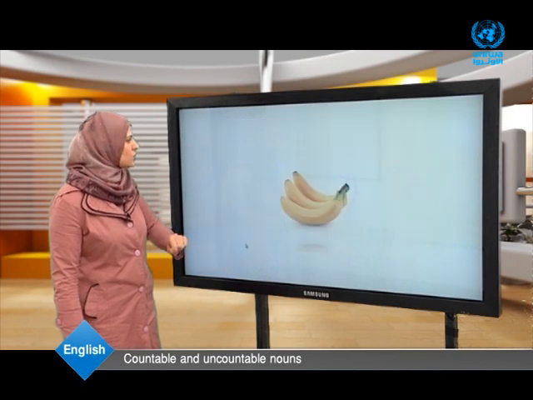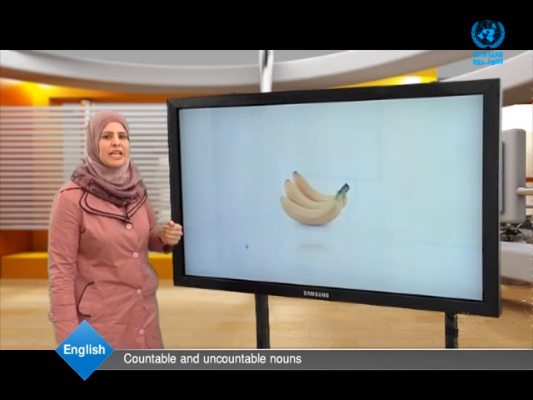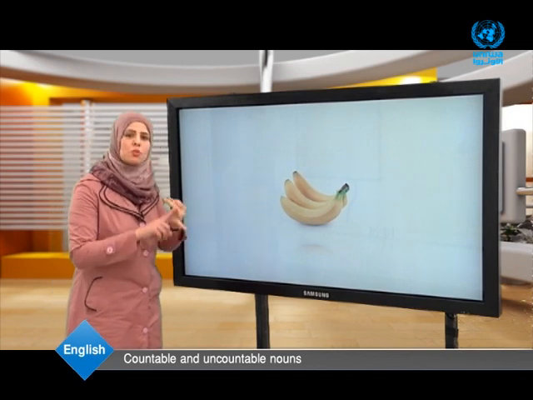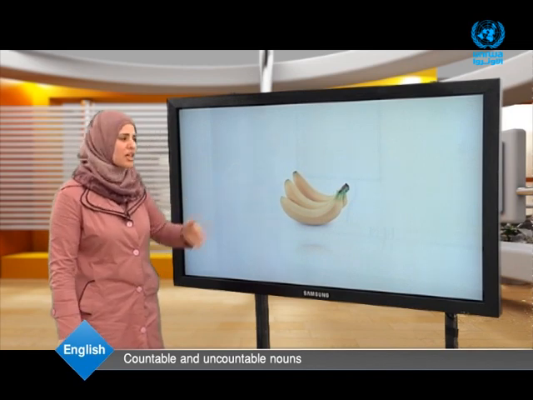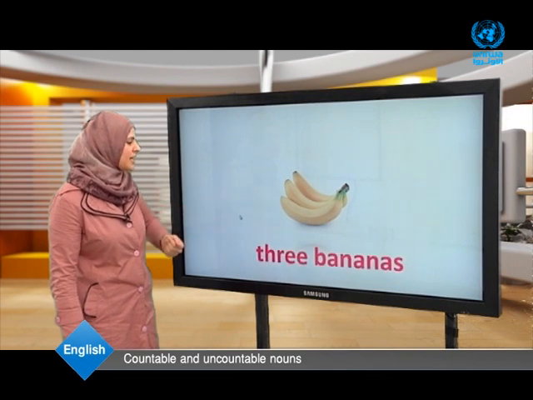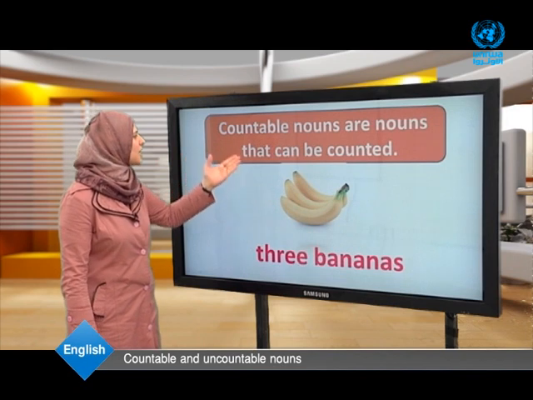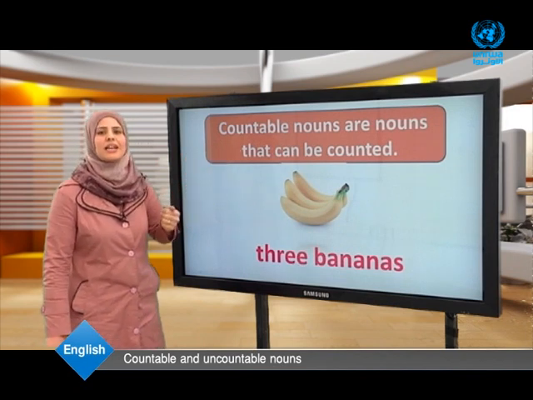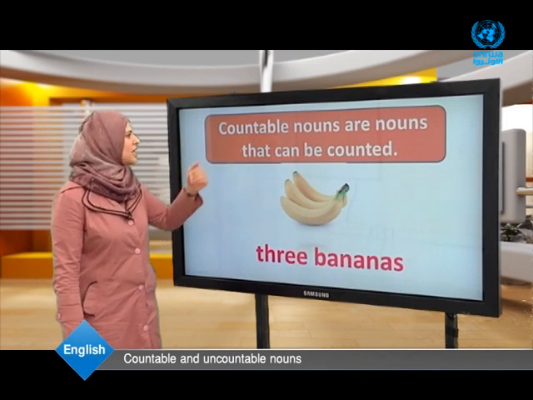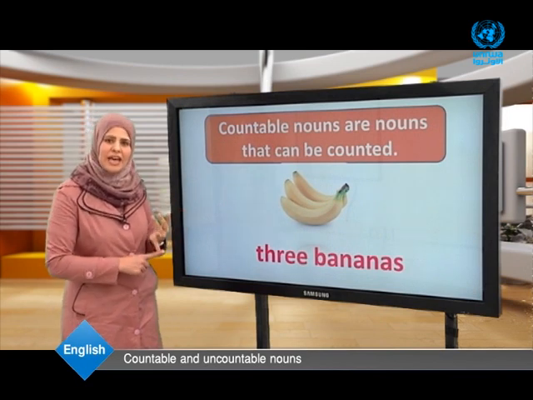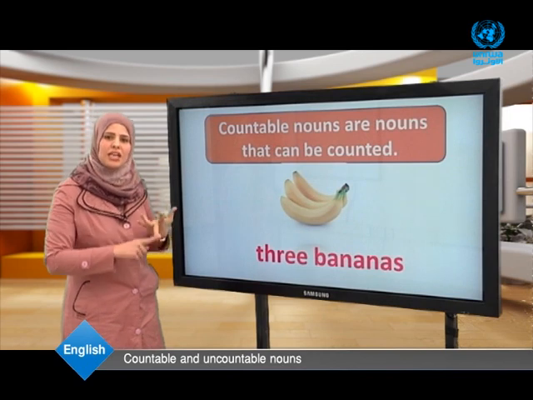Dear students, notice with me, here we have some bananas. Let's count them. Here we have one banana, two bananas, and three bananas. So here we have three bananas. Now, dear students, we can conclude that countable nouns are nouns that can be counted. We can say one banana, two bananas, and three bananas.